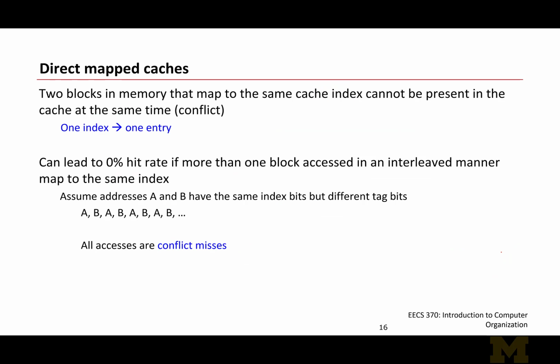So one of the properties of the direct map cache is that for a given index there is exactly one cache line where it can be stored. So we also talked about conflict misses. Here is a pathological example where we are assuming that addresses A and B have the same index bits, so they map to the same cache line. As a result, only one of them can be stored in cache. It doesn't matter how big your cache is, because they both map to the same cache line, only one of them can be stored at any time.